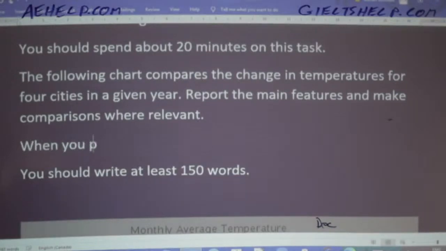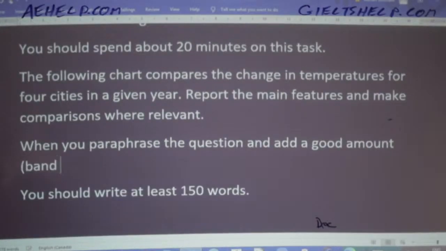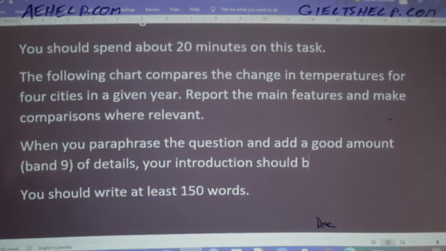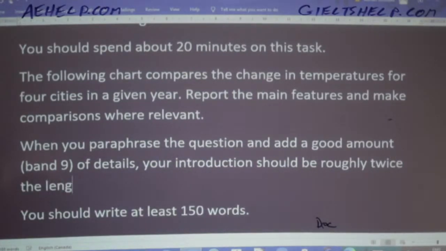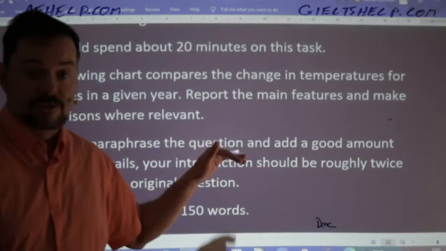So when you paraphrase the question and add a good amount of details, your introduction should be roughly twice the length of the original question. Okay, so it's not every time and it's not exactly, but that's roughly how you should think about it, okay?